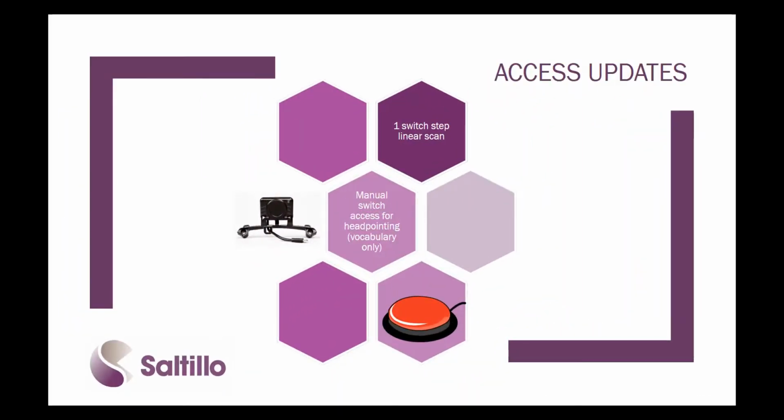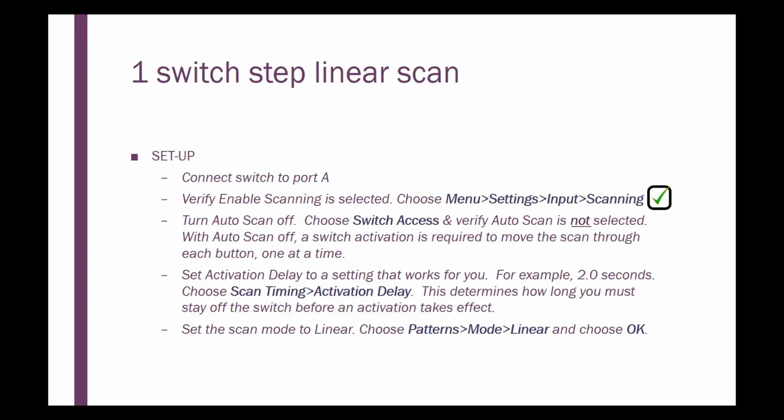Version 2.11 of the chat software added a couple new features: a one-switch step linear scan and a manual switch access with head pointing. To achieve the one-switch step linear scan, you will need to do the following. Connect a switch to port A. Verify Enable Scanning is selected within the settings.